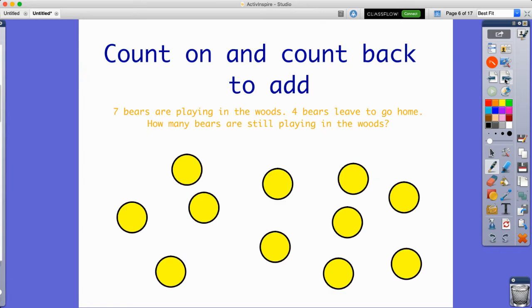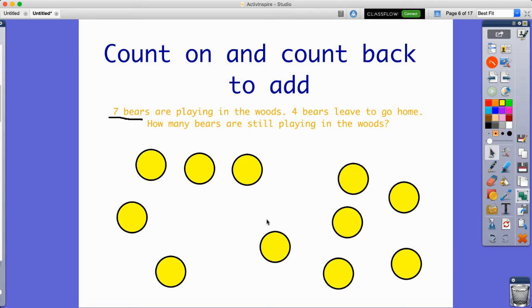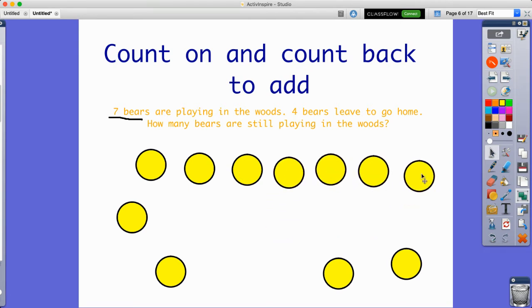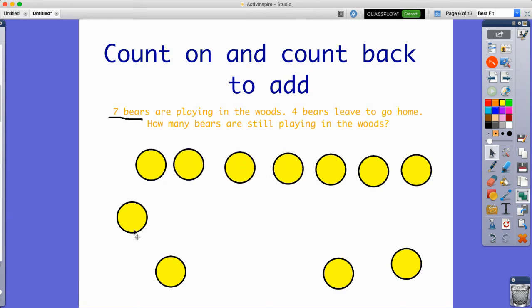Let's look at another problem. Okay, so this problem says 7 bears are playing in the woods. 4 bears leave to go home. How many bears are still playing in the woods? So what I'm going to look at first are these 7 bears, and I'm going to pick them out first. So 1, 2, 3, 4, 5, 6, 7. Make sure they're nice and even in a little row here.